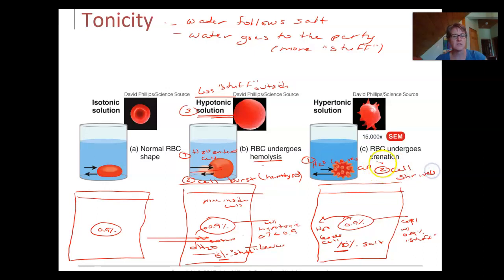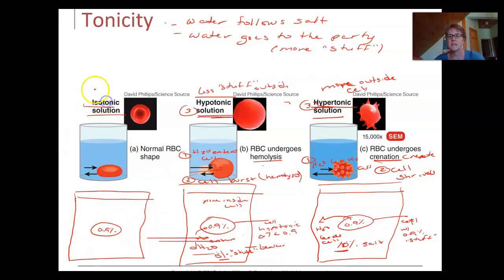And the fancy name for shrivels is crenate. Yeah, that's supposed to be the letter N. And that solution, because there's more outside, it's hypertonic, okay? So 1 is look at the numbers. 2, figure out where water goes. Water leaves the cell. 3, what happens to the cell? Cell shrivels. 4, what is it called? Hypertonic solution. So the last one that we have is isotonic, okay?